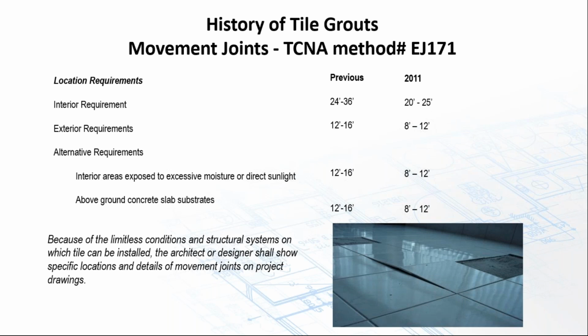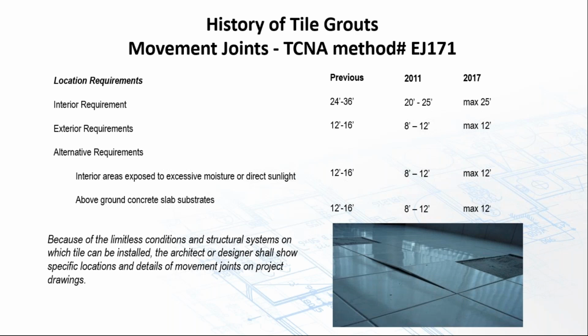or on above ground concrete slabs, every 12 to 16 feet. In 2011, we saw some changes in the standards in EJ 171, and we went to interior spans of movement joints every 20 to 25 feet. Exterior was every 8 to 12 feet, and then on the alternates, 8 to 12. In 2017, we saw another redoing of the movement joints, and what we were looking at now is a maximum on an interior of 25 feet. Exterior maximum is 12 feet, and then the alternates for direct sunlight or a raised concrete slab is 12 feet.